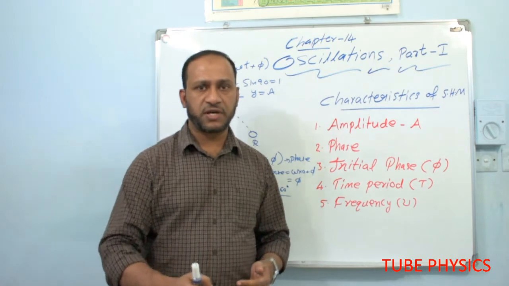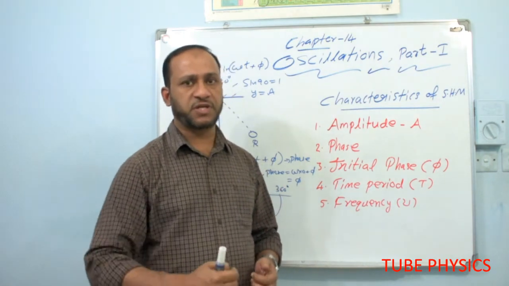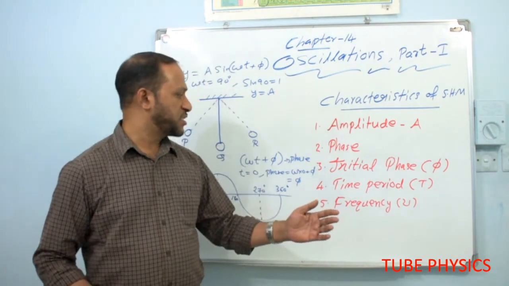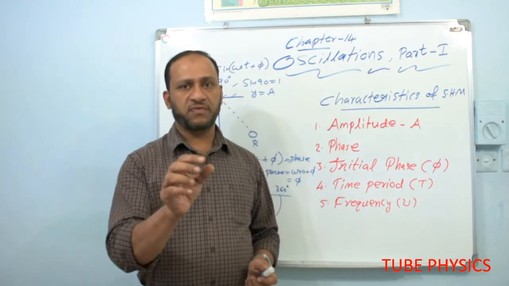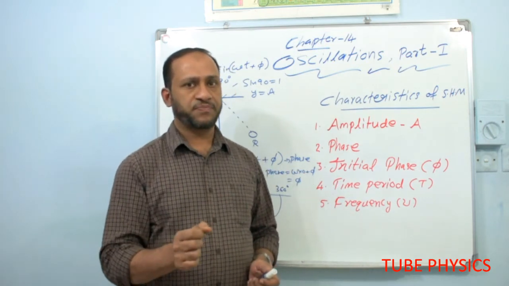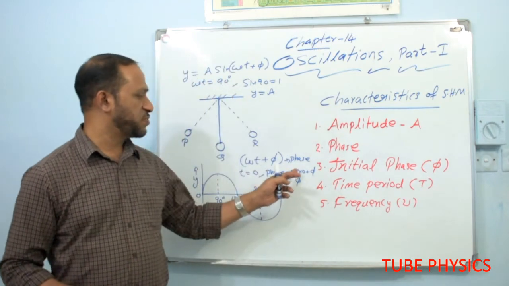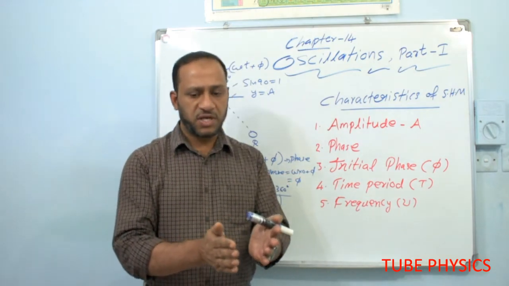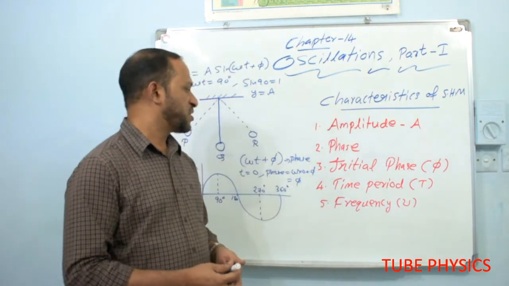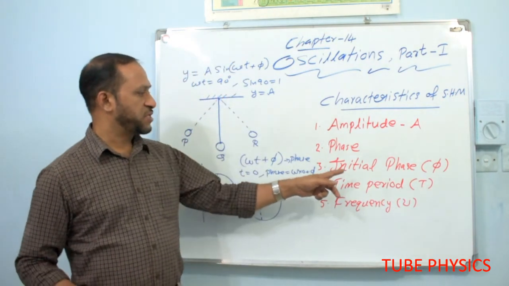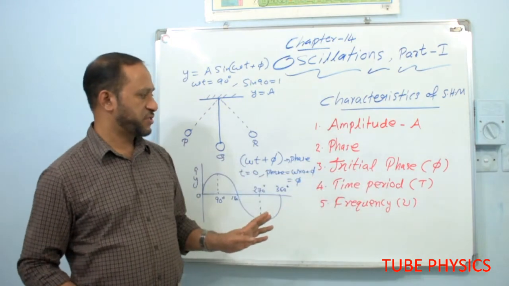Suppose the boy is starting from the mean position itself. Then his initial phase phi will be 0. That means if an oscillator is starting from the mean position itself, then the initial phase will be 0. If it is starting oscillation from an angle, then there will be an initial phase. That initial phase is taken as phi in this equation.